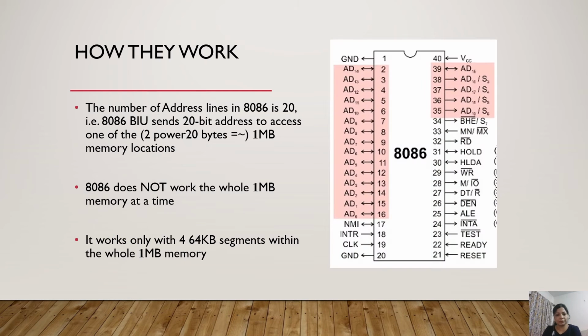But how do they work? Okay, the number of address lines in 8086 is 20. That means the bus interface unit sends 20-bit address to access one of the 1 megabyte memory locations. But 8086 does not access the entire 1 mega at a time. It can access a maximum of 4 segments, each with 64 kilobyte, within the whole 1 mega memory.